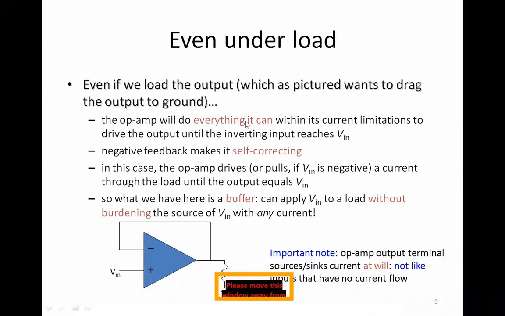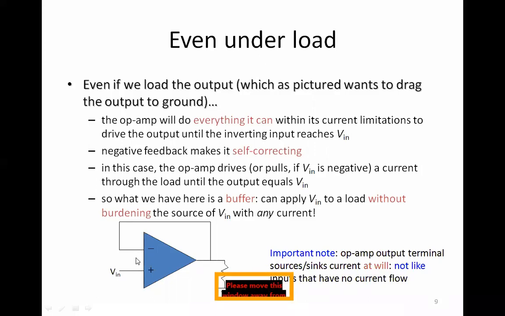The op-amp will do everything it can with its current limitations to drive the output until the inverting input reaches Vin. Remember, I told you this will drive so that Vin also comes here. So that's why I told plus and minus, right? They want to be the same. This Vin here should be the same here. It tries to make it the same. So that's the usefulness of this negative feedback.